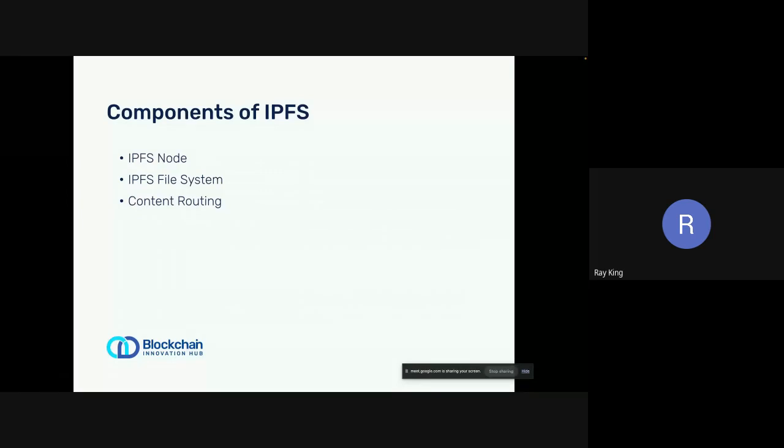Okay then. We'll be looking at the components of IPFS. We have the IPFS node, we have the file system, and then we have the content routing. To understand, an IPFS node is an instance of a device or computer running the IPFS software. So I've been explaining what node means. Just know that it's a device running the IPFS software.